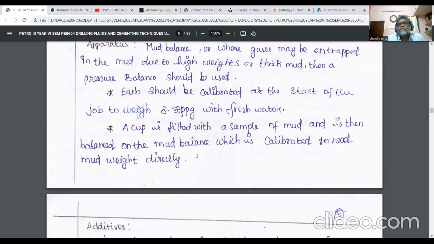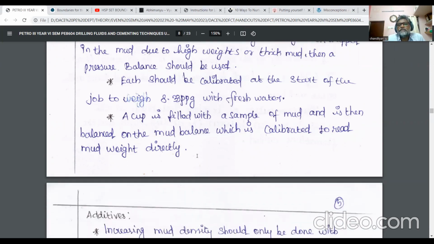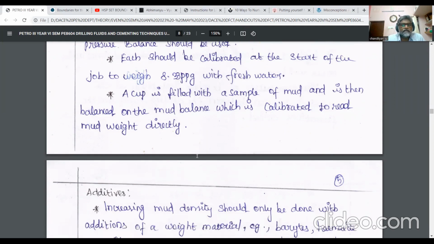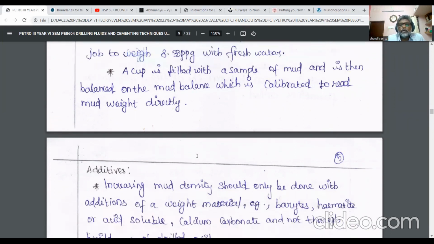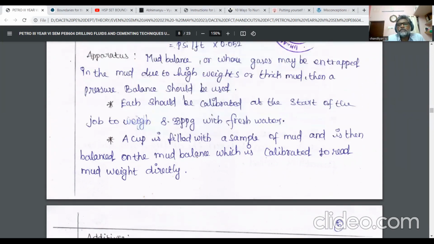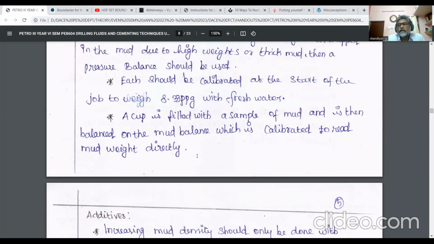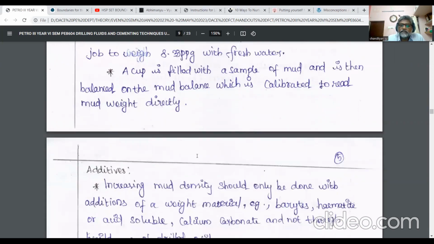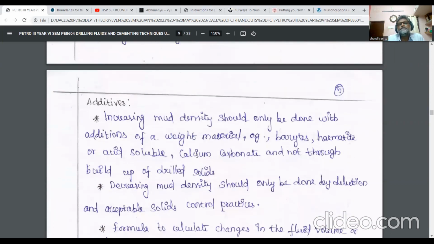A cup is filled with a sample of mud and is then balanced on the mud balance, which is calibrated to read mud weight directly. Please do not assume that I'm only reading the contents, because now it's Q&A style. I'm giving my explanations then and there where it is required technically, and then I'm also reading it out.